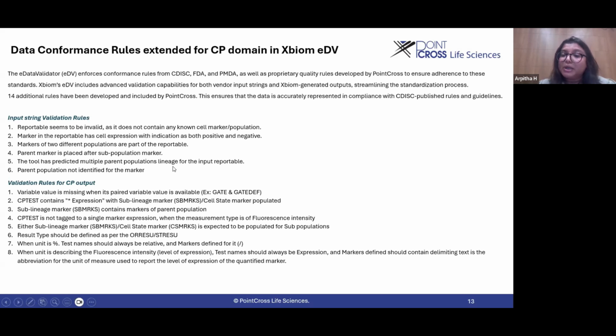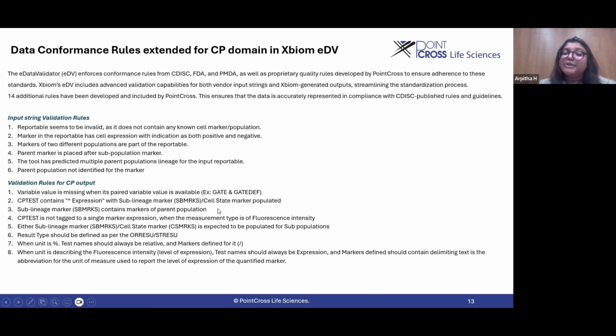Similarly, when we have the rules for the output checks, there are certain variables which are paired variables. If one exists, the other one has to be there. An example is gate and gate definition. If a gating strategy is available, we should be able to standardize both the gate and the gate definition variables and the representation of the data.